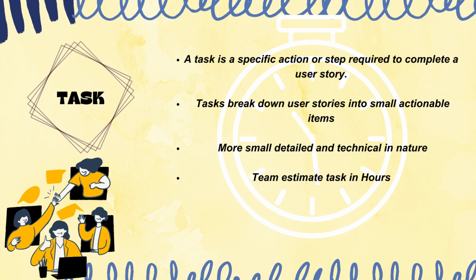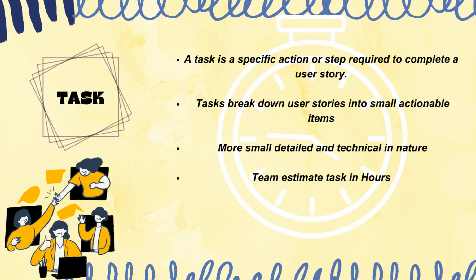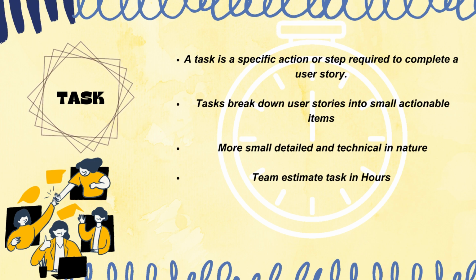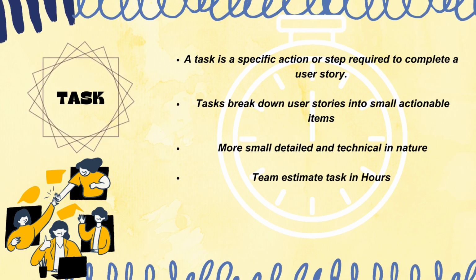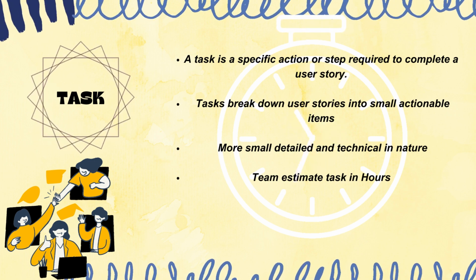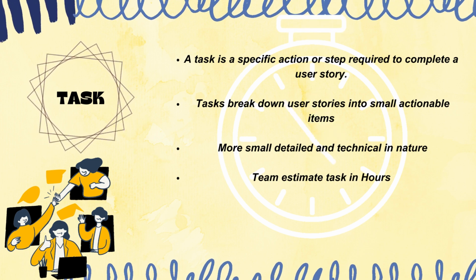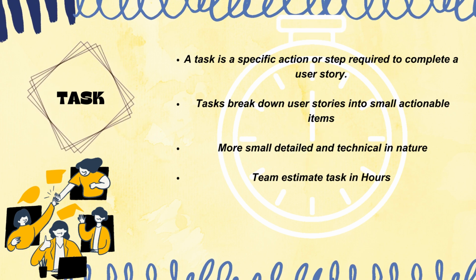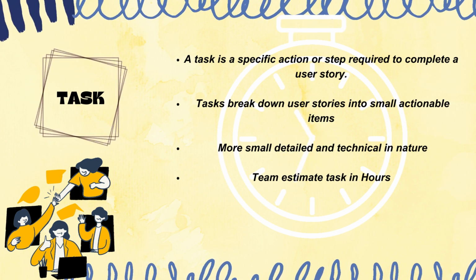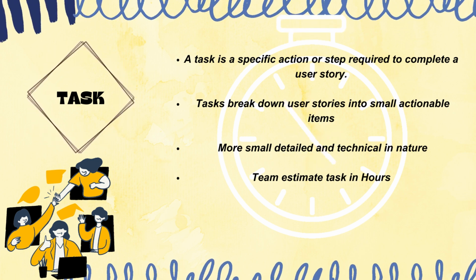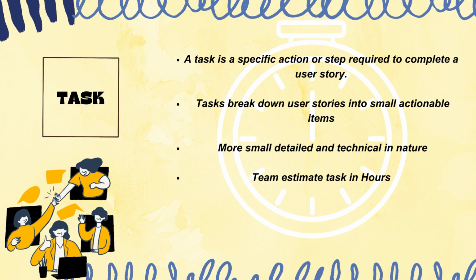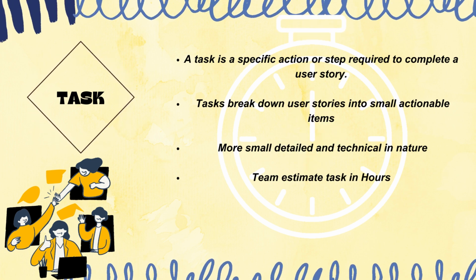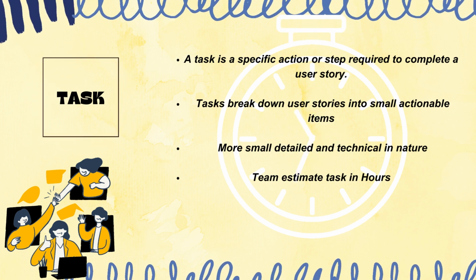Task. A task is a specific action or step required to complete a user story. It represents the smallest unit of work and is often assigned to individual team members. Tasks break down user stories into actionable items and provide a clear plan for implementation. They're typically more detailed and technical in nature, focusing on the specific actions needed to fulfill a user story. Teams estimate tasks in hours.